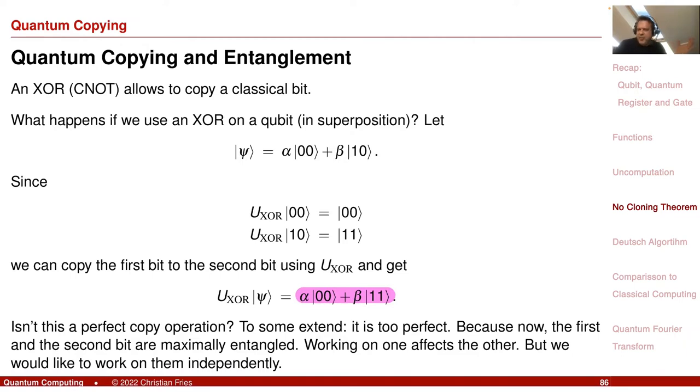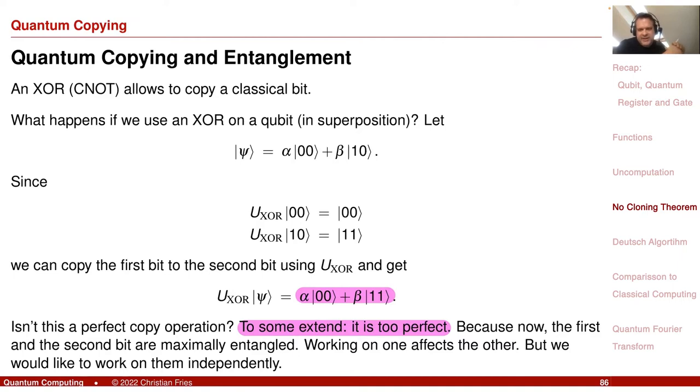Isn't this a perfect copy operation? So that unitary operator exists. Well, to some extent, it is too perfect, because now the first and the second bit are maximally entangled. And whatever you do to one affects the other. And that is not what you would like to have. You would like to have two independent streams of calculation. So I would like to have an unentangled copy mechanism.